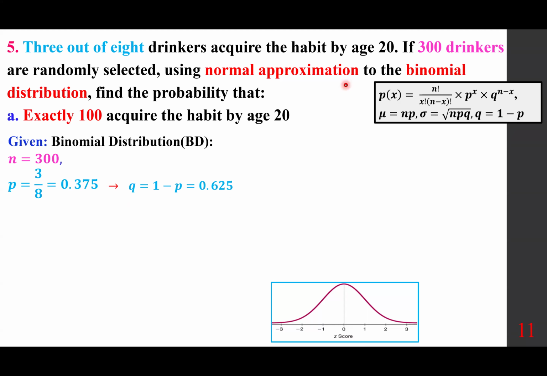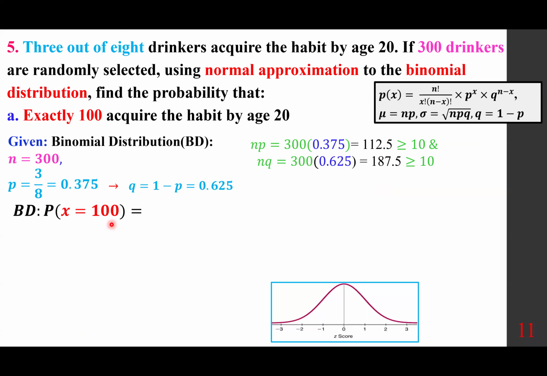Now, remember, we're going to use normal approximation. A binomial distribution is a discrete random variable and a discrete probability distribution. So we want to make sure np and nq are large. So we're going to multiply 300 by this number and 300 by this number, making sure they are large, and clearly they are well larger than 10, and therefore we can use the normal distribution. So probability of x equals 100 is binomial distribution, everybody.